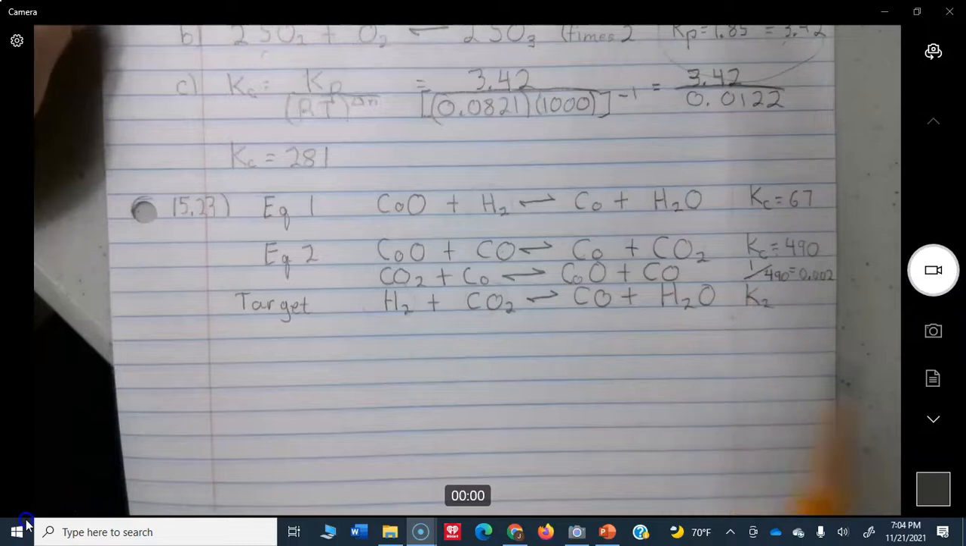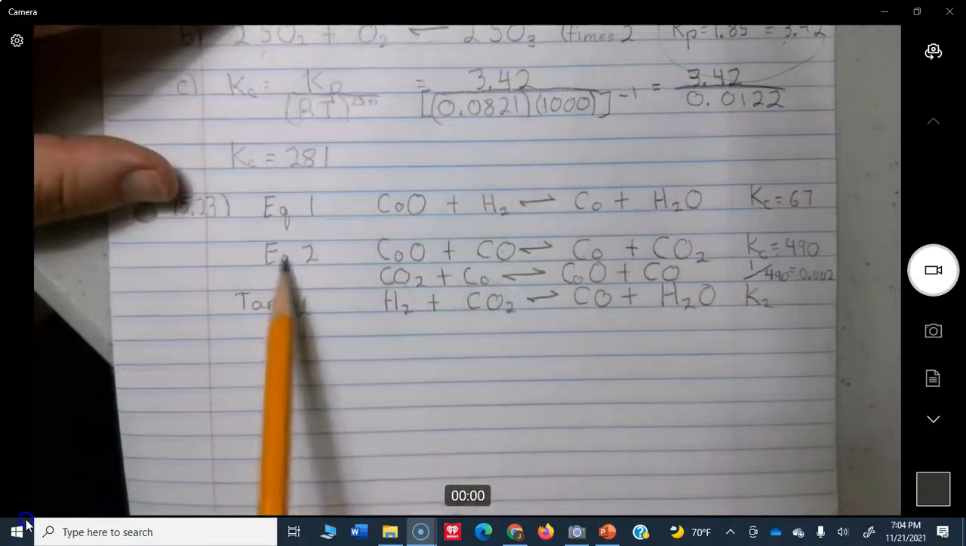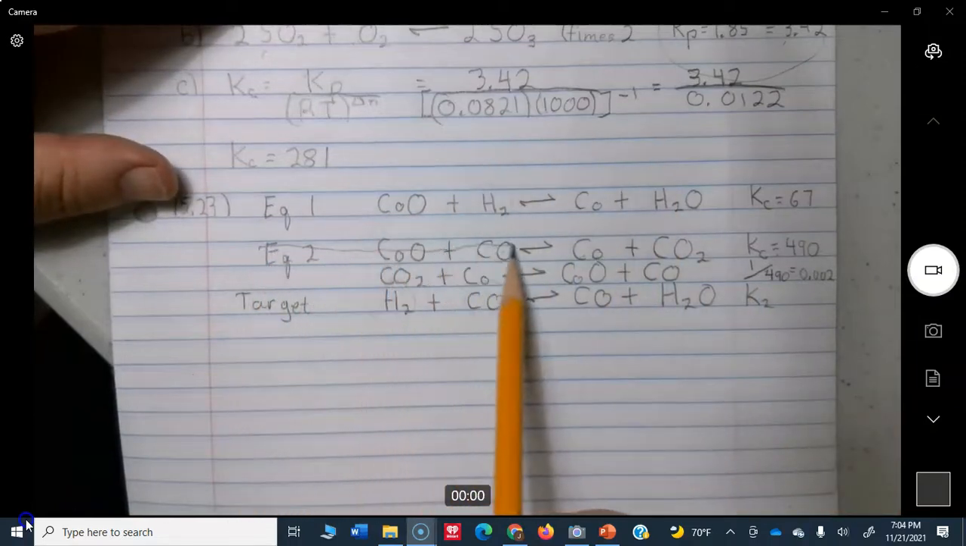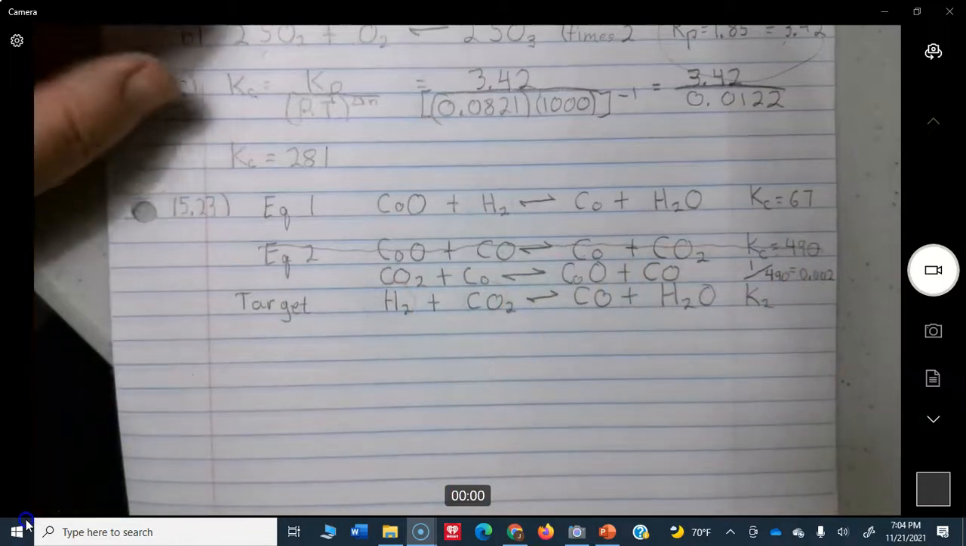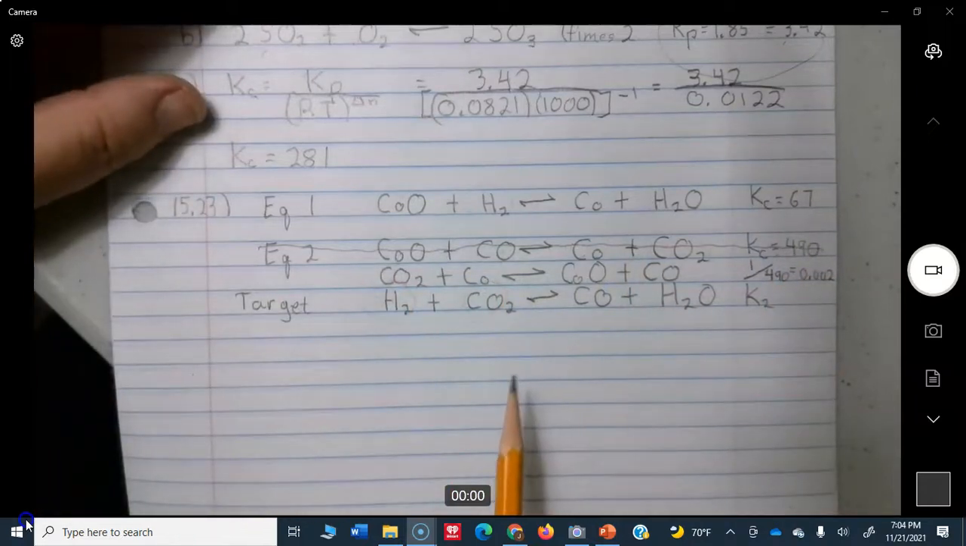So now let's be sure that these two reactions, so first I changed this reaction, so just so I don't get confused and use it again, I've already changed it, so I'm going to go ahead and cross it out. Now let's see if things appear. These two add up to this one.